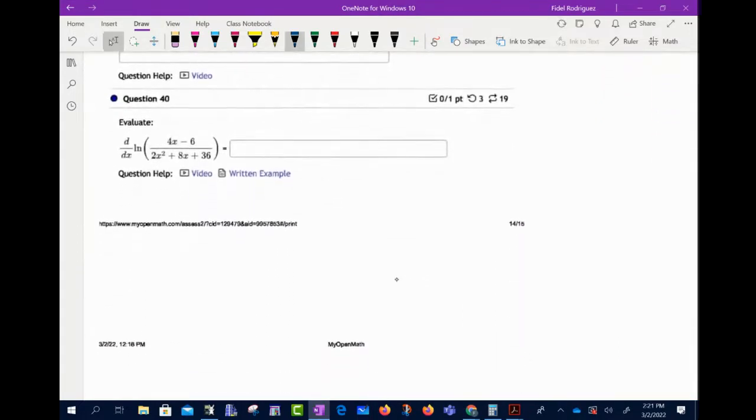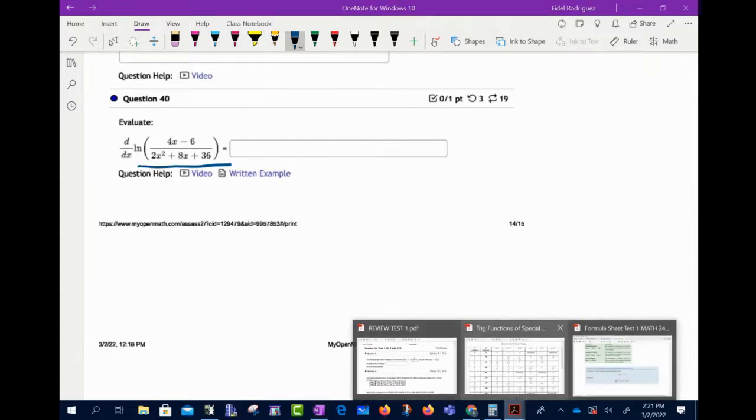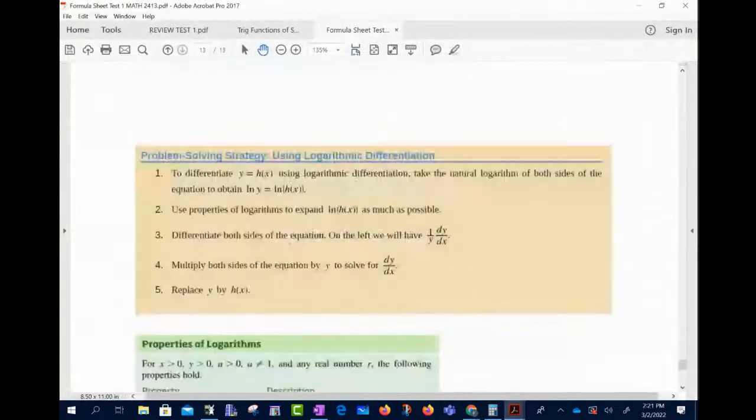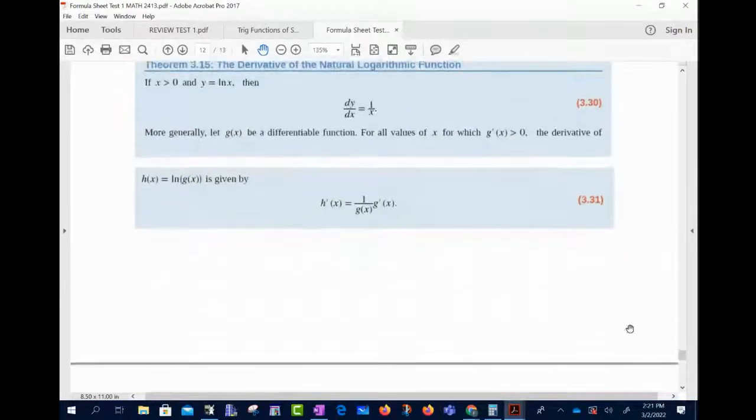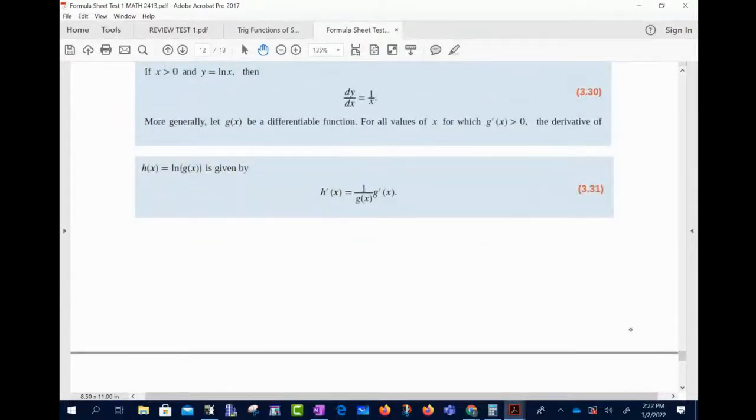Okay, so let's put it like this. Remember what we're trying to do. We're trying to take the derivative of the natural log of this thing here. So the easy way to think about this, let me come back to my formula sheet here. Here we go. If I'm taking the derivative of the natural log of some function, it's 1 over that function times the derivative of what's inside. So notice, the g of x is inside my natural log. So it's 1 over that, and then the derivative of the inside.